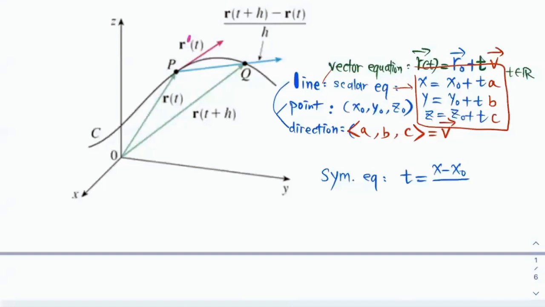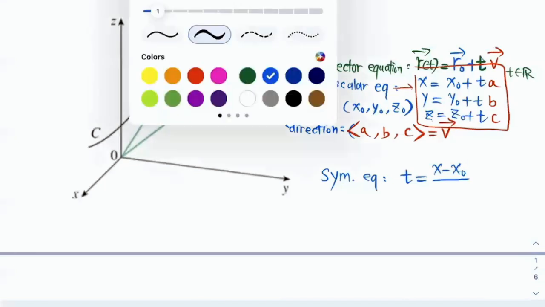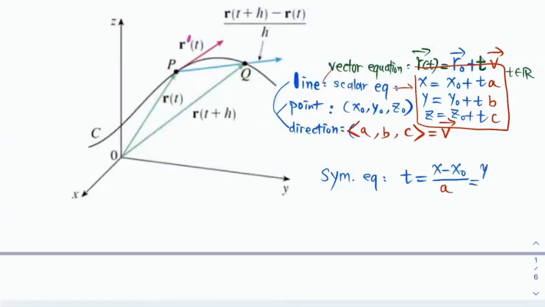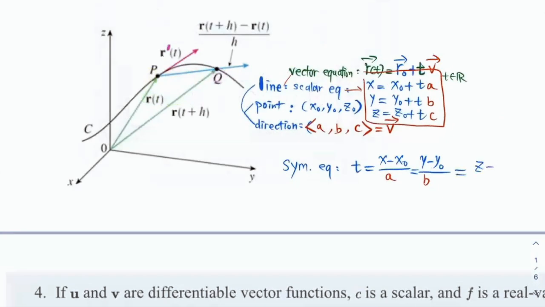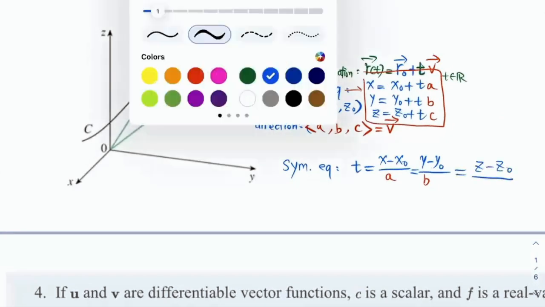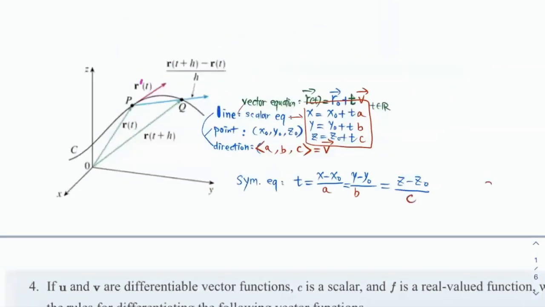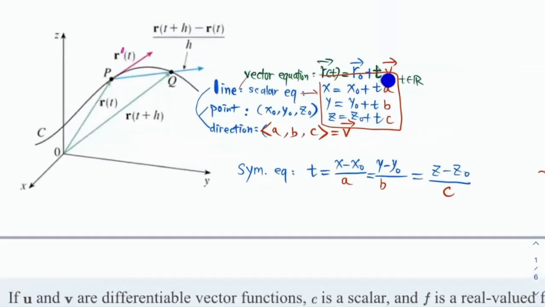z minus z naught divided by c is t. And they all equal t, so they are equal to each other, right? So the symmetric equation for that is x minus x naught over what? A. Yes, you got it. And then equal to y minus y naught over b, and that's equal to z minus z naught over c. So that's the three set of equations, and they're all related. If you can remember one of them, you can get the other, right? They're actually related.